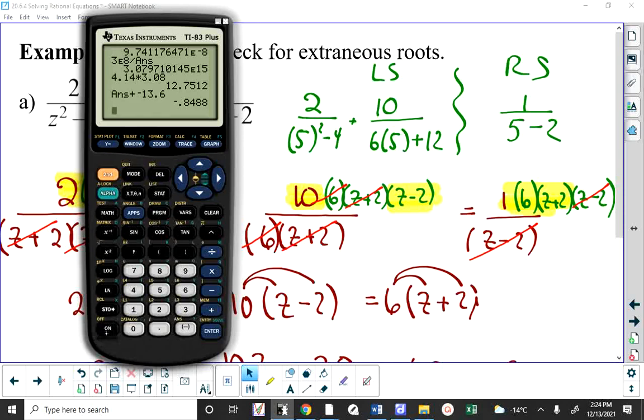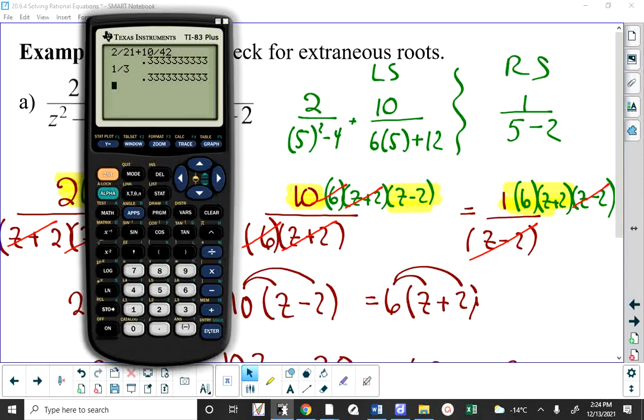Everybody needs to lean on their calculator every now and then. I'm going to get 2 over 21 for the first. 5 squared is 25, minus 4 is 21. Plus 10 over, I guess, 42. 6 times 5 is 30, plus 12 is 42. I get this number. When I take a look at the right-hand side, 1 divided by 5 minus 2. 5 minus 2 is 3. You get the same answer. So it's correct.